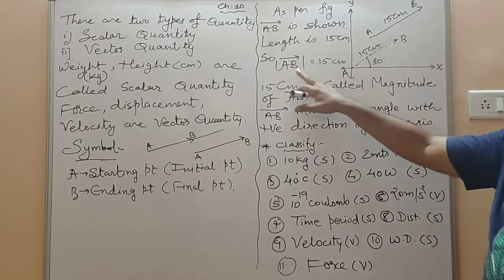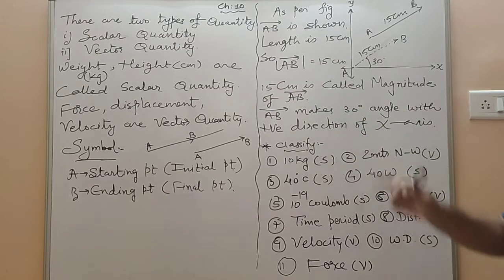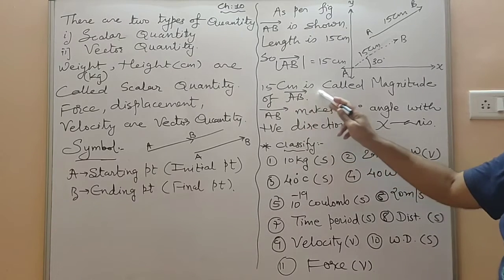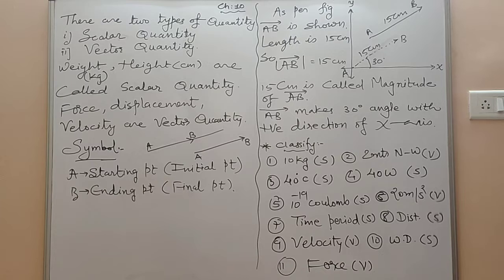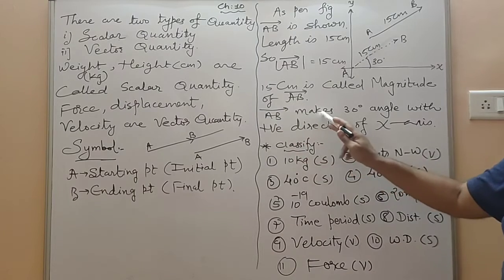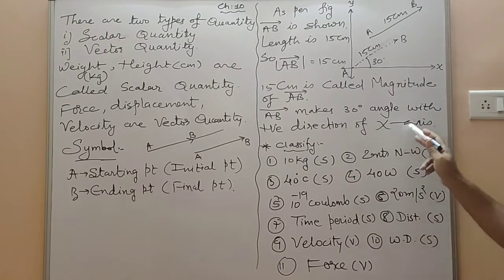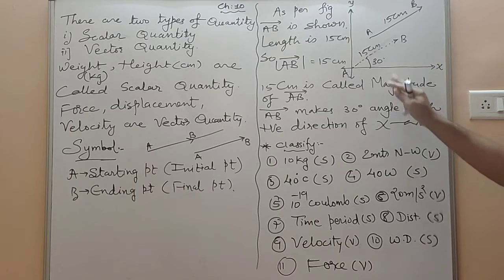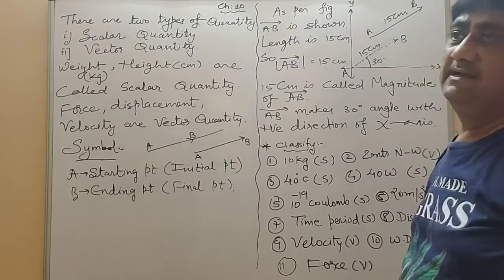So as per the figure, vector AB is shown, and its length is 15 centimeter. Its length is called magnitude. The modulus or magnitude of AB is 15 centimeter. Magnitude and modulus are both the same. And vector AB makes a 30-degree angle with the positive direction of the x-axis. So it is a direction, 30 degrees from the positive direction. Positive direction means anti-clockwise direction.